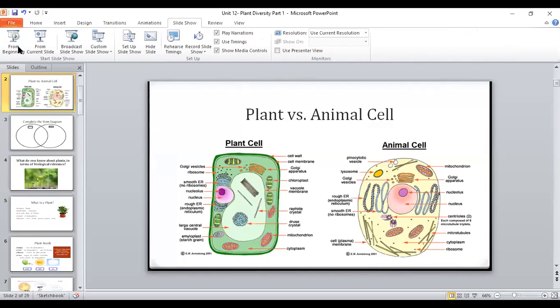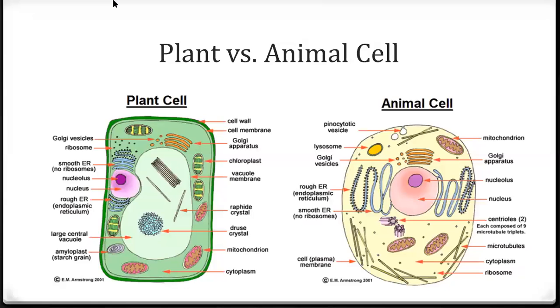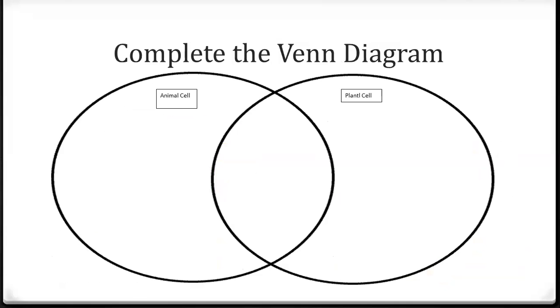Slideshow. We'll talk about this in a minute. Okay, so this is just a review of plant versus animal cells, just taking a look at it. Pause the video now and try to fill in the Venn diagram. That includes things that are characteristic of just animal cells here, just plant cells here, and then something that both of them have. And I will fill in some stuff too.